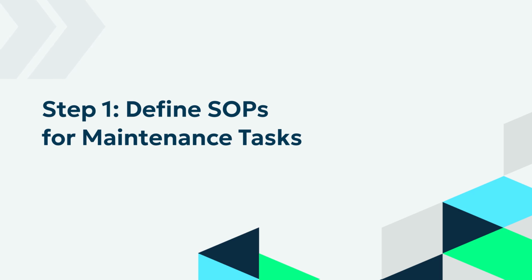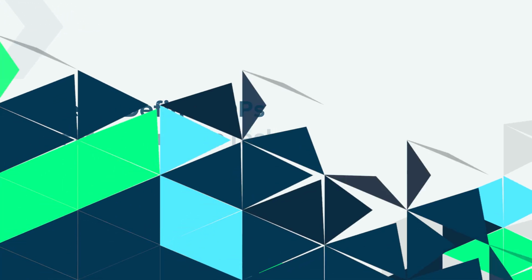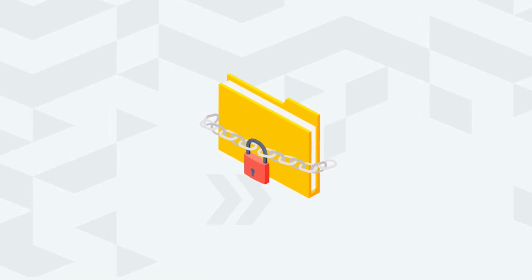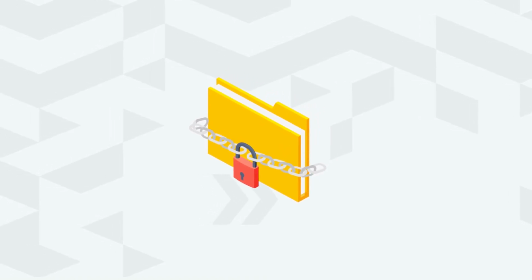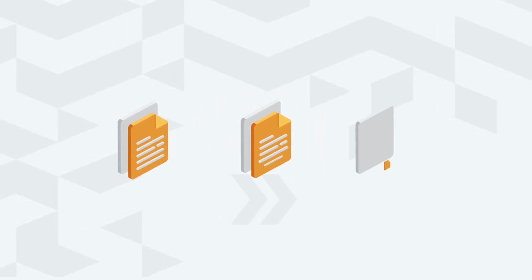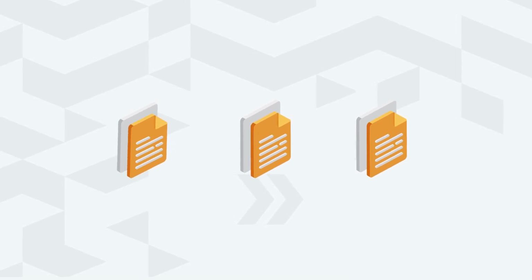Step 1. Define SOPs for maintenance tasks. A well-documented Standard Operating Procedure, or SOP, helps IT teams stay consistent, reduce errors, and save time. Create a standardized document or template for recurring maintenance tasks.